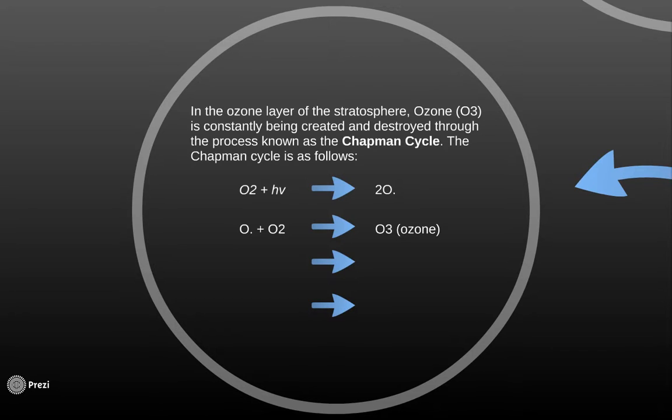Ozone can then be broken down by coming into contact with another photon of light of 320 nanometers or less, which will result in the production of an oxygen free radical and molecular oxygen. Ozone can also be destroyed by reacting with another free radical of oxygen to produce 2 molecular oxygen molecules.